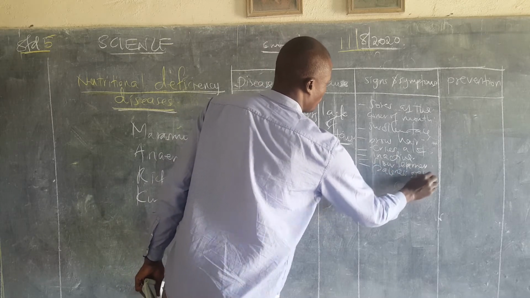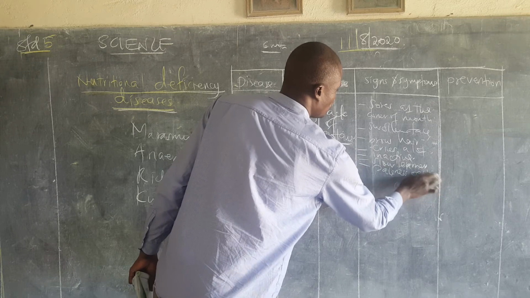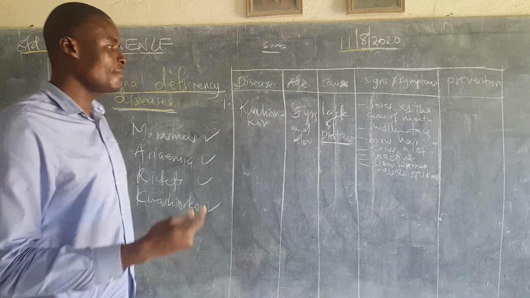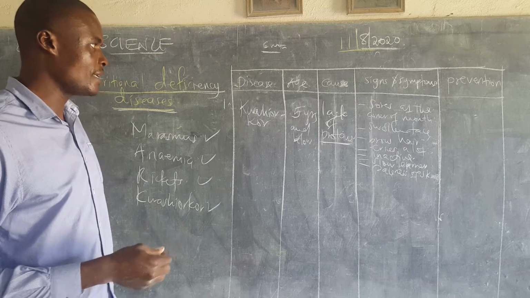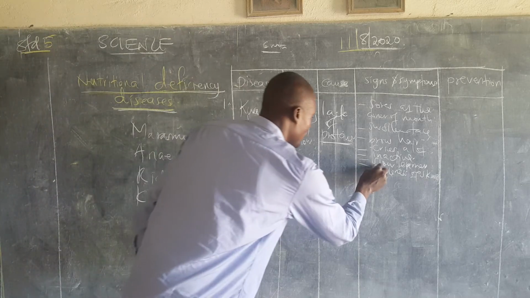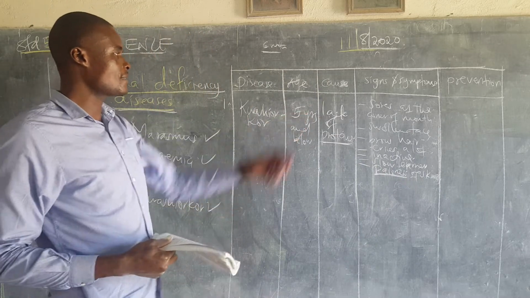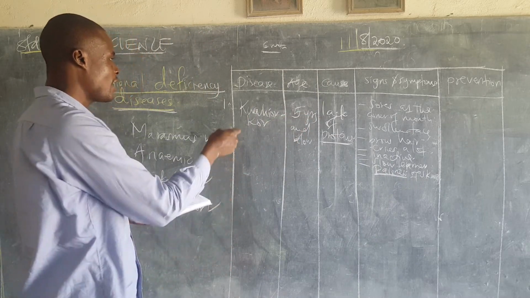Paleness of skin. Pale is just the issue: the skin does not have the right color. The skin appears a bit white in nature. So that is the issue of pale here, paleness of the skin. All those are signs that can tell us that somebody may have kwashiorkor.